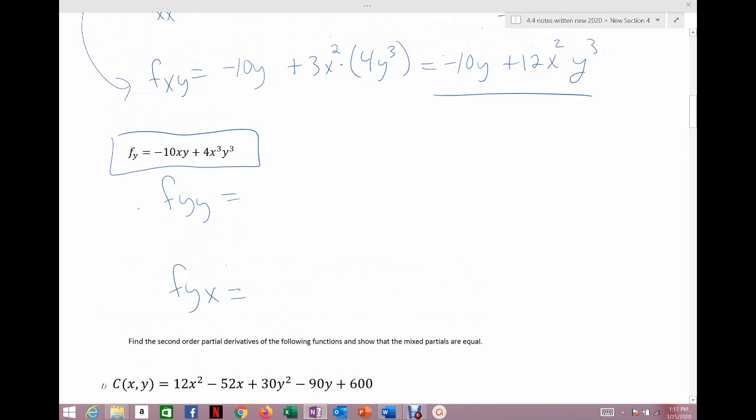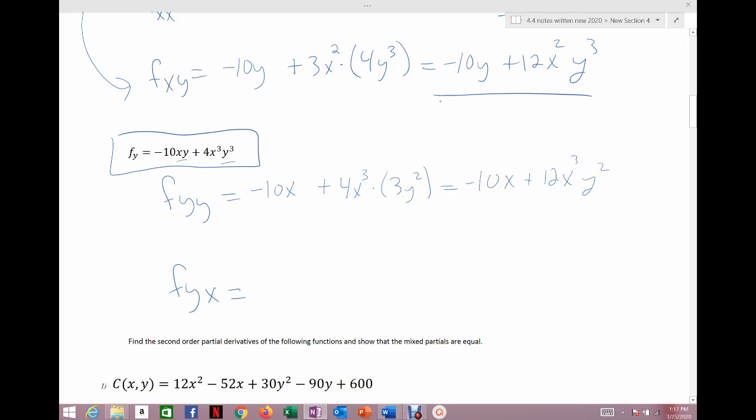Alright, so first with respect to y, so I'm looking at this and taking its derivative with respect to y, so both terms have y's. So the negative 10x is just a constant that comes along. The derivative of y is just 1, so I'm going to leave it off. Alright, the next term, the 4x cubed, is just a constant. It comes along. I take the derivative of the y part, which is 3y squared, and again I will clean that up. Negative 10x plus 12x cubed y squared.